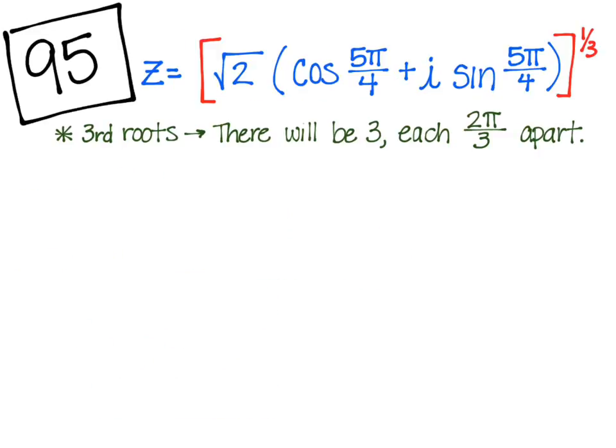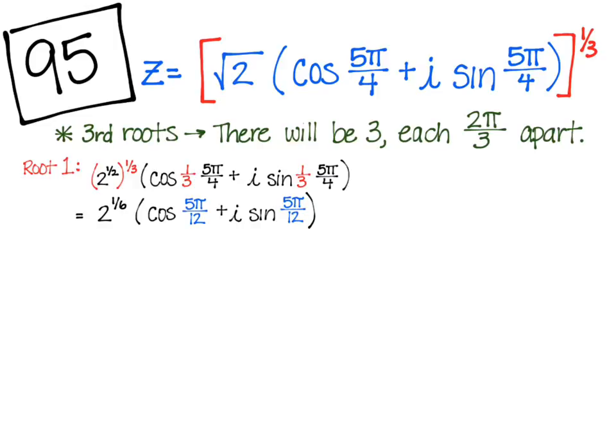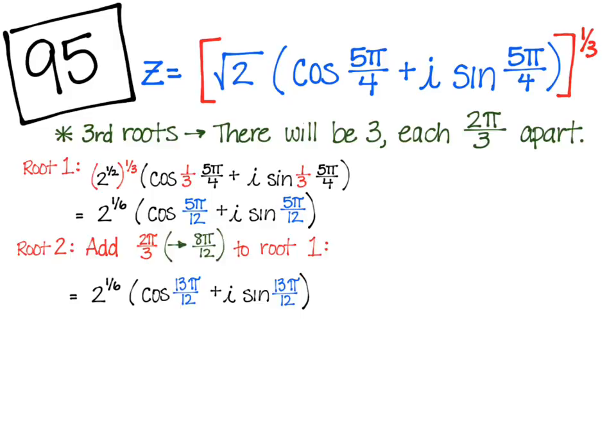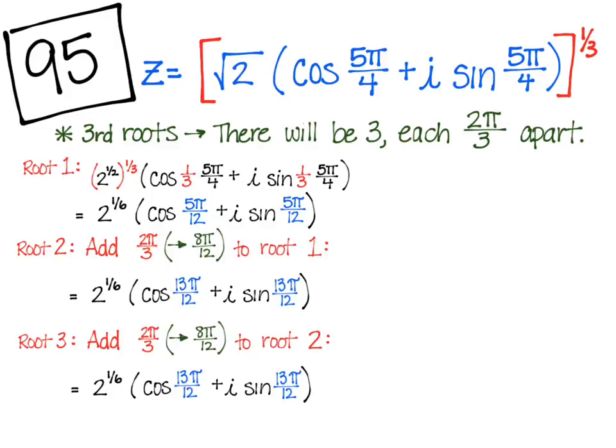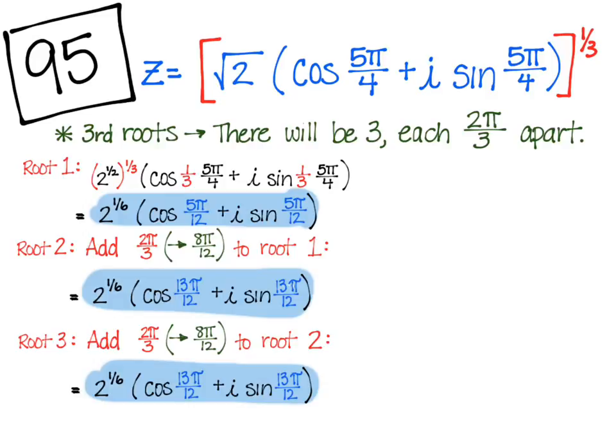For number 95, we're going to do the same thing as we did in the previous problem. We're going to use de Moivre's to find the first root, and we had the square root of 2, which is 2 to the 1/2, raised to the 1/3. So you could just leave this as 2 to the 1/6 power, or if you wrote this as the 6th root of 2, that would be all right as well. And then we have our angle, which is 5 pi over 12. We're going to be adding 2 pi over 3 each time, which is the same thing as 8 pi over 12. And we end up with our 3 roots, and those are the 3 trigonometric forms of our roots.